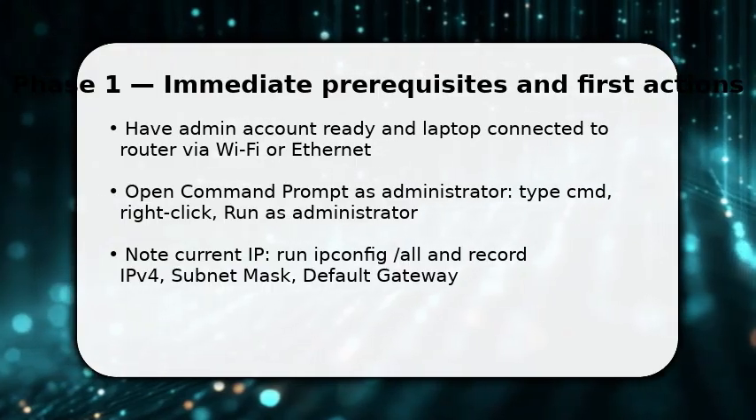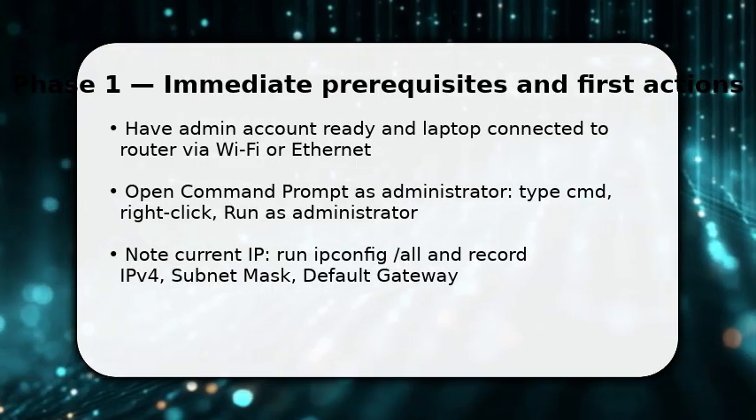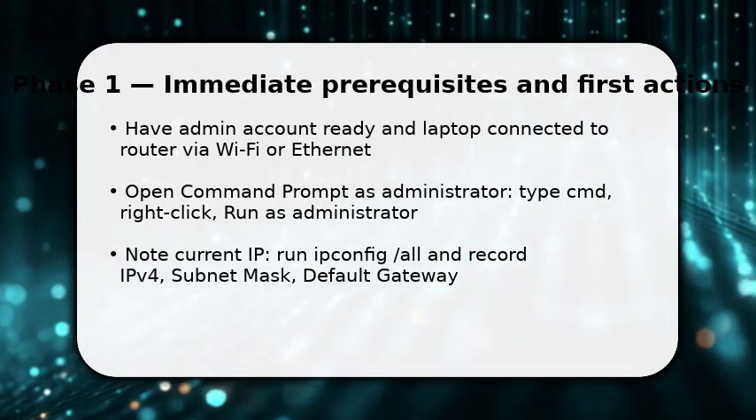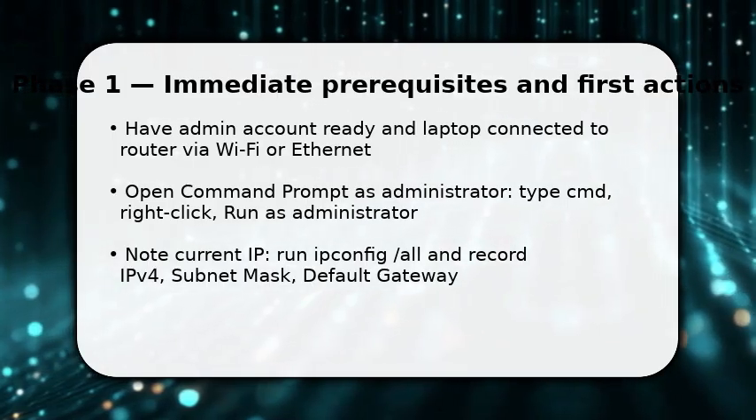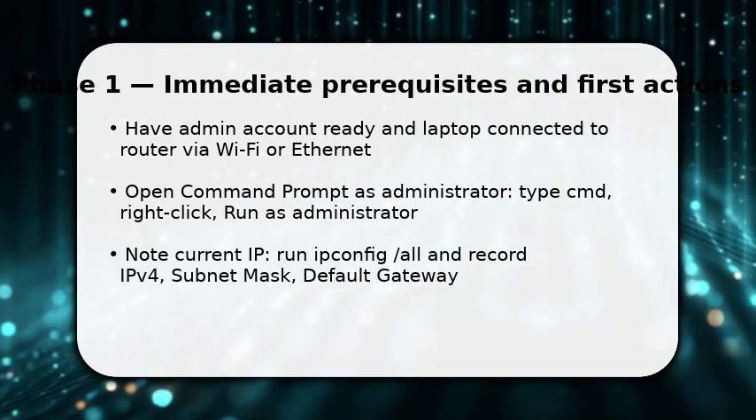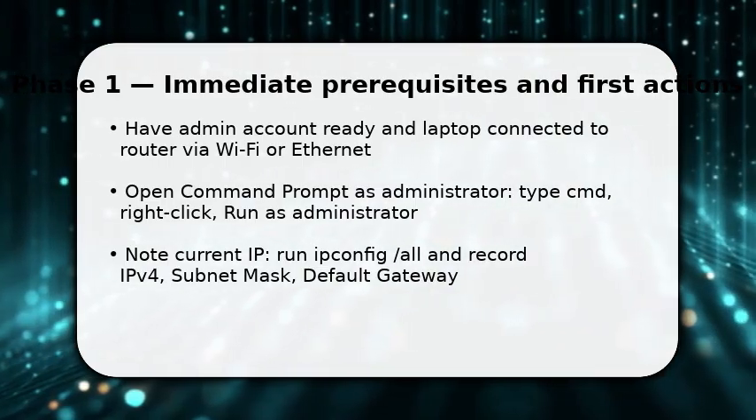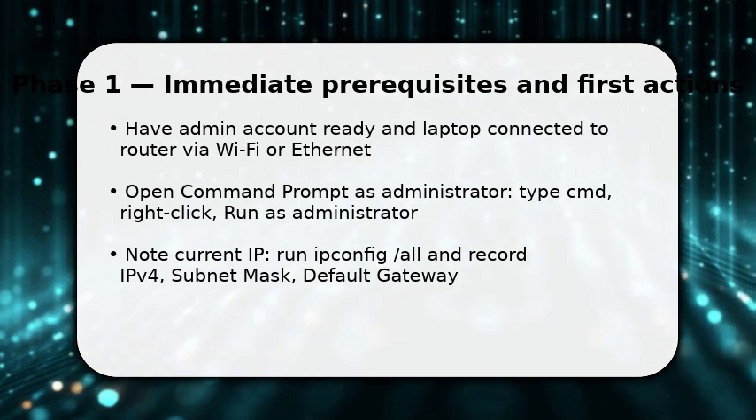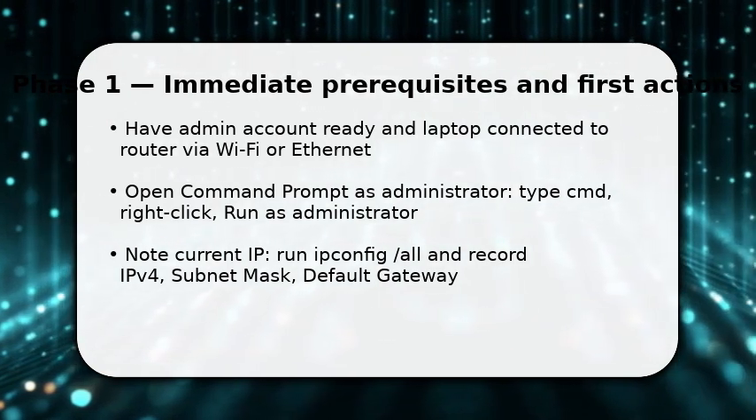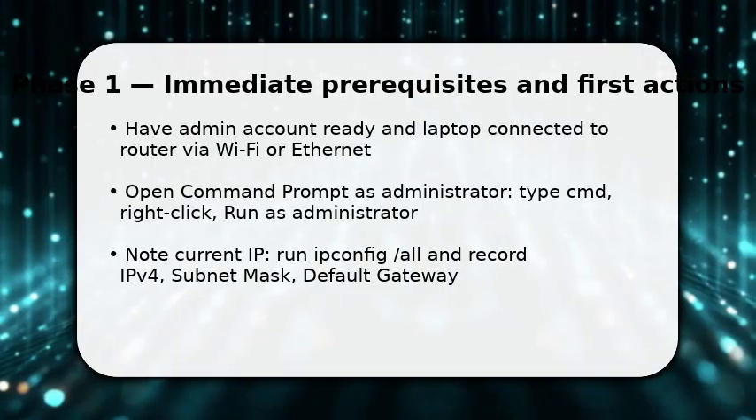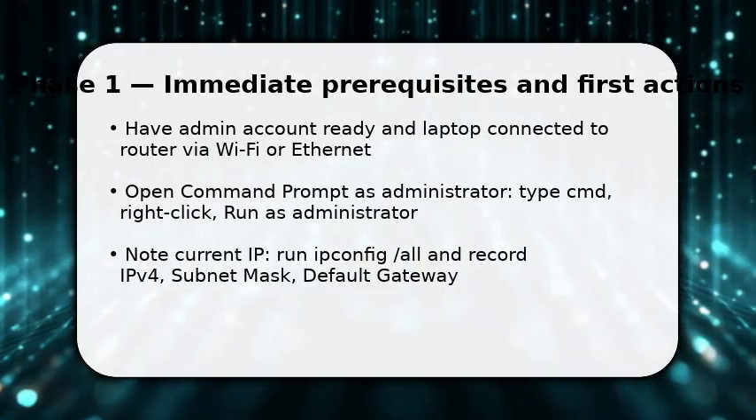Write them down. Next, disable and re-enable the Wi-Fi adapter in network connections to clear transient issues. This often resets DHCP. If you see an APIPA address like 169.254.x, make a note that signals DHCP failure and tells you where to focus next.